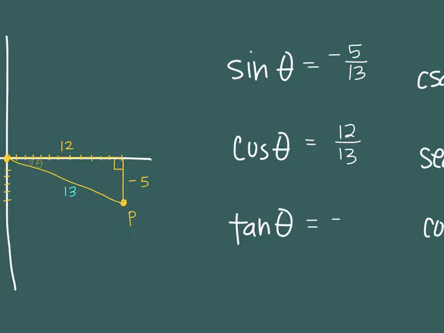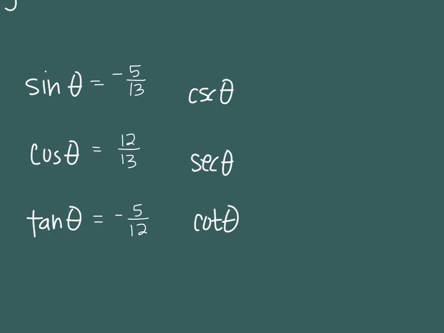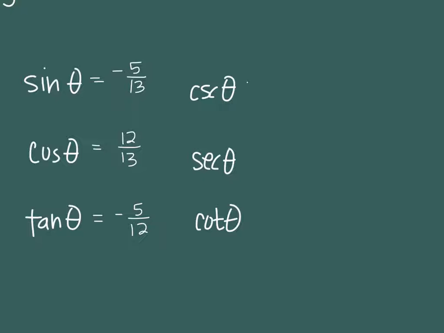Okay, all right, yep, hang on, let me catch up to you a second. Okay, so his first 3 are all fine. He did his SOHCAHTOA completely right: -5/13, 12/13, -5/12. Now, when you move over to the other 3, tell me what you had for cosecant.